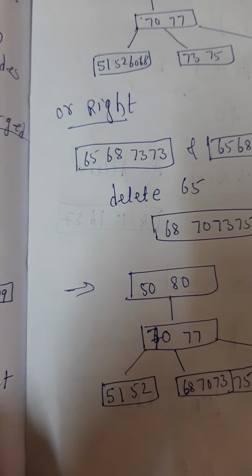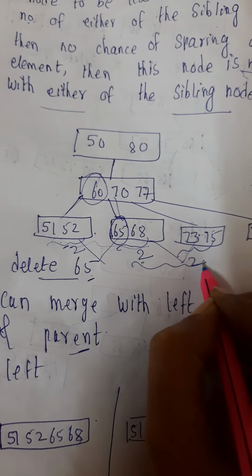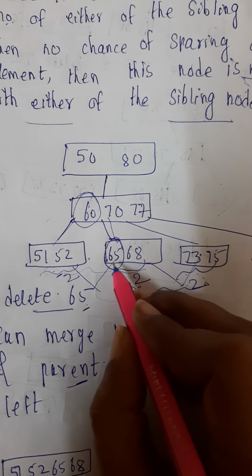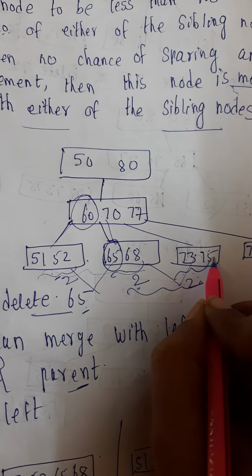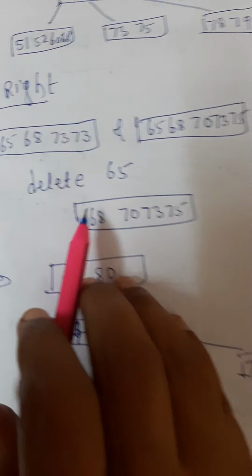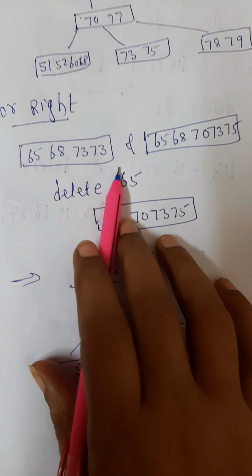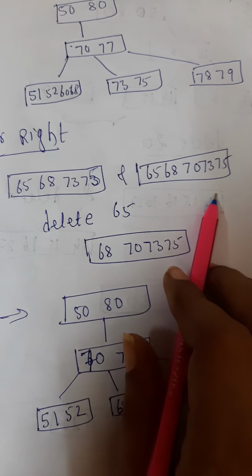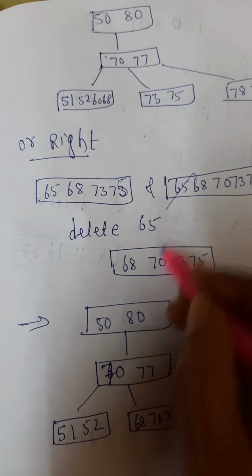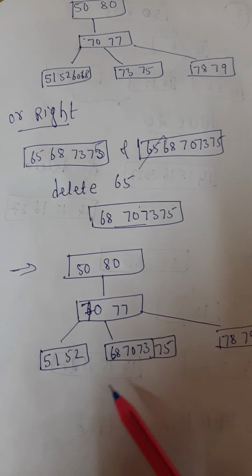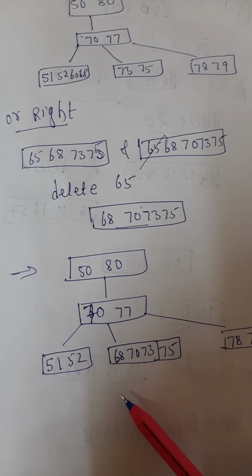Now, if I want to merge with the right, that means these two I want to merge. Either you can go with this, or you can go with this. So if I merge these two, I will be merging 65, 68, 73, 75, and in between these two, the parent is 70. Now the 70 will come down. Finally you will be deleting 65, and this is what you will have. After updating, this is the tree you have. Either we can go with the left or we can go with the right.